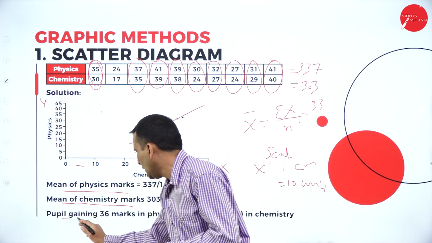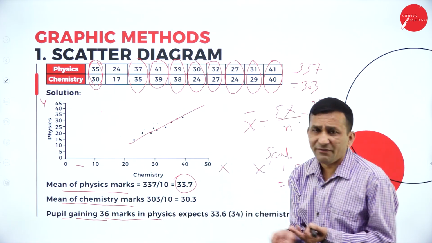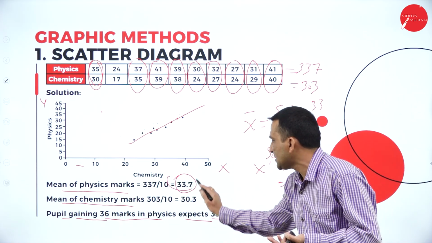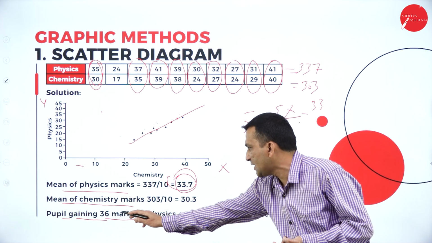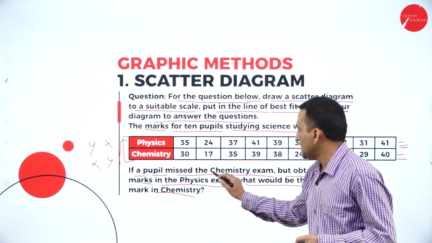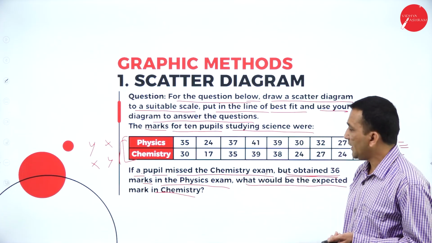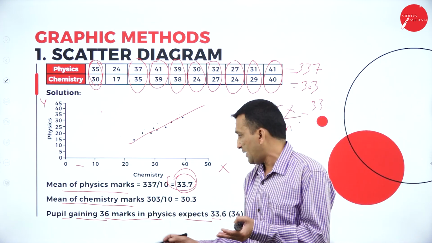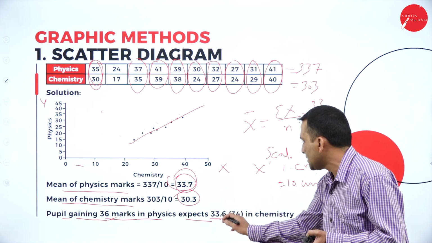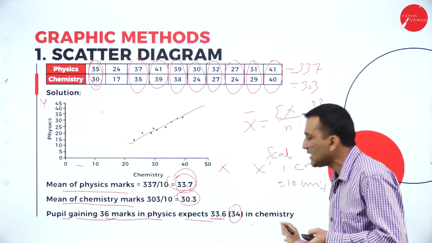So here people gaining 36 marks in physics, because it is given in the question. The expected value is about 33. See, the physics value actually given is 36 in the previous slide. When people miss the chemistry exam but obtain 36 because the chemistry value is given, using the chemistry value of 36, the average value we get is 33.3, which is approximately 34 in chemistry.